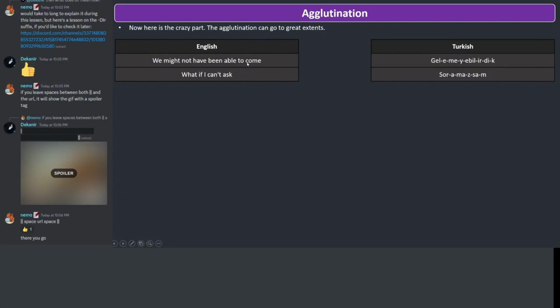Gel, like come, and when, like here, di. And who? Biz. Gel, biz. But now since this is an advanced conjugation, there are moods, like the ability, and then negative, like not, and then the buffer, and then the possibility, ebil, like they might not, and ir, about the time, like in the recent past, and then dik, irdik, combination of ir and dik. Gelemeyebilirdik.